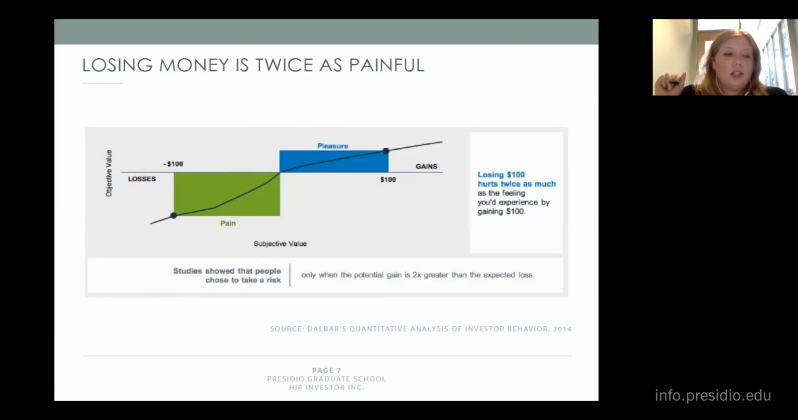This slide here is showing you one of these distinct behaviors, which is loss aversion. Losing $100 hurts twice as much as the feeling that you would experience by gaining $100. And many people expect to find high returns with low risk, but investors act much more strongly to avoid risk, even when it's not in their best long-term interest.